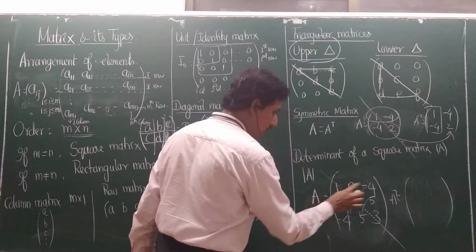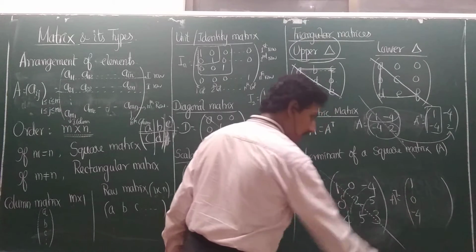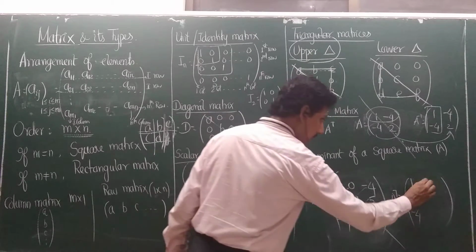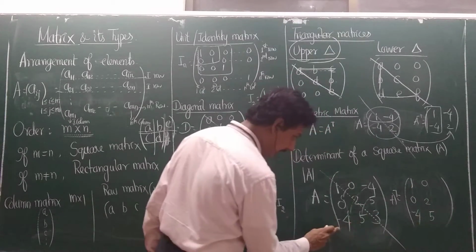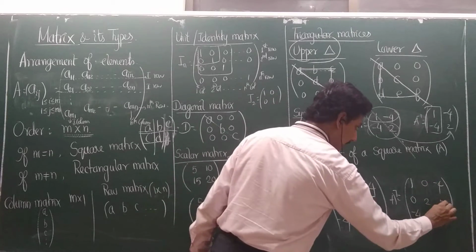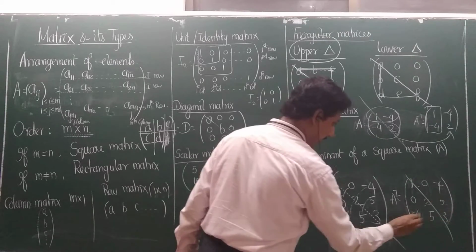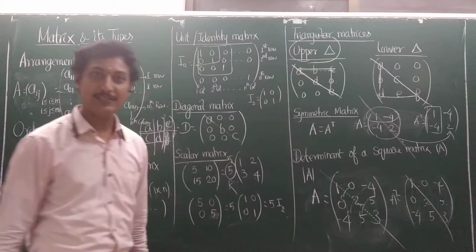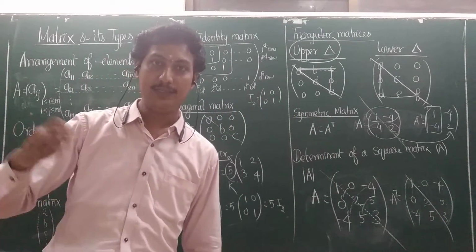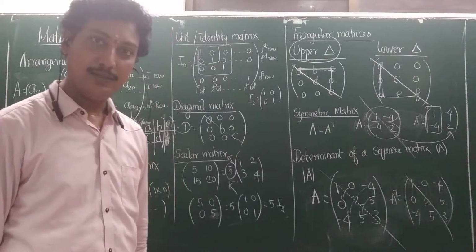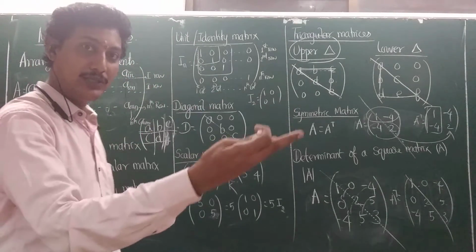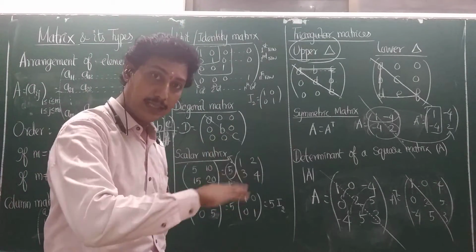The first row 1, 0, minus 4. Second row 0, 2, 5. Third row minus 4, 5, 3. Once again see that 1, 0, minus 4, 0, 2, 5, minus 4, 5, 3. So A and A transpose are same because it is symmetric. Right, sir? So symmetricity means above the diagonal and below the diagonal are the same elements.